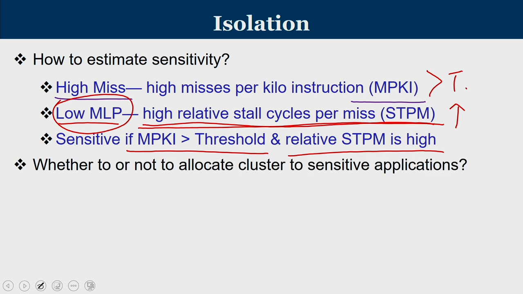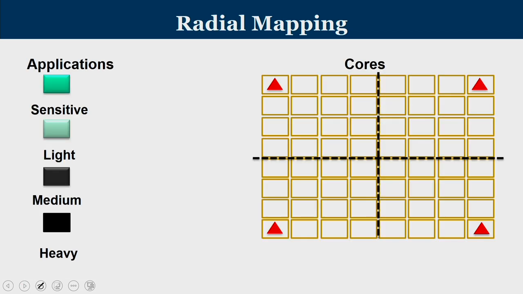Now, the question is, should we allocate a cluster to sensitive applications? Still, it is a debatable area. People are working on this topic to find out whether to allocate a cluster to sensitive applications. Now, let us move into another technique of application to core mapping. It is called radial mapping.